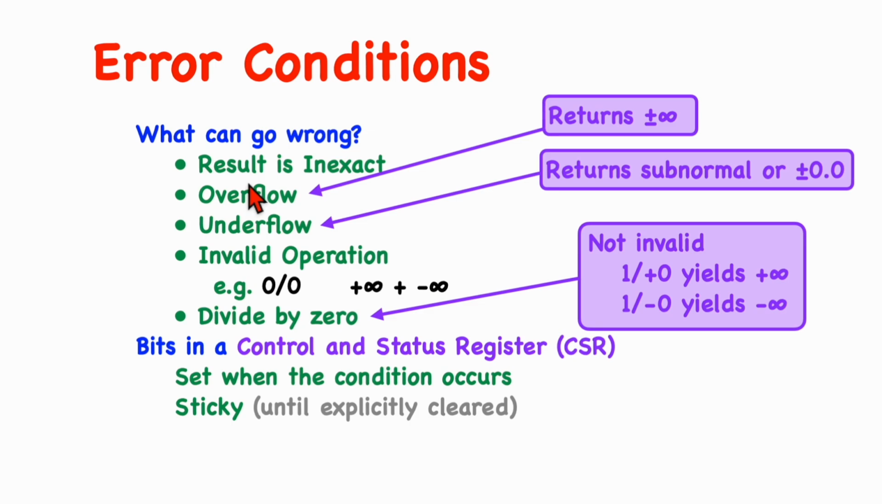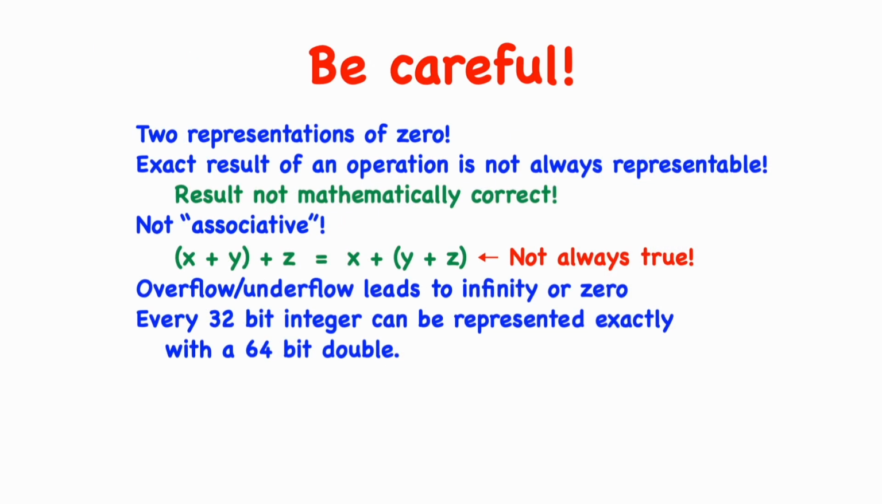The spec describes that all of these exceptional conditions shall correspond to bits in some kind of a control and status register. So when the exception or error condition arises, the corresponding bit would be set, and those bits would be sticky. That is, they would stay set until they were explicitly cleared. So after a series of floating point operations, we could check the bits to see whether anything went wrong during the computation.